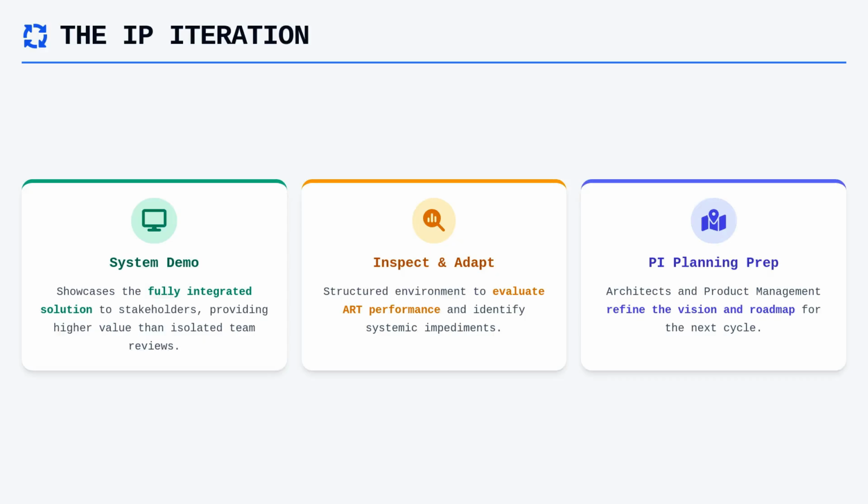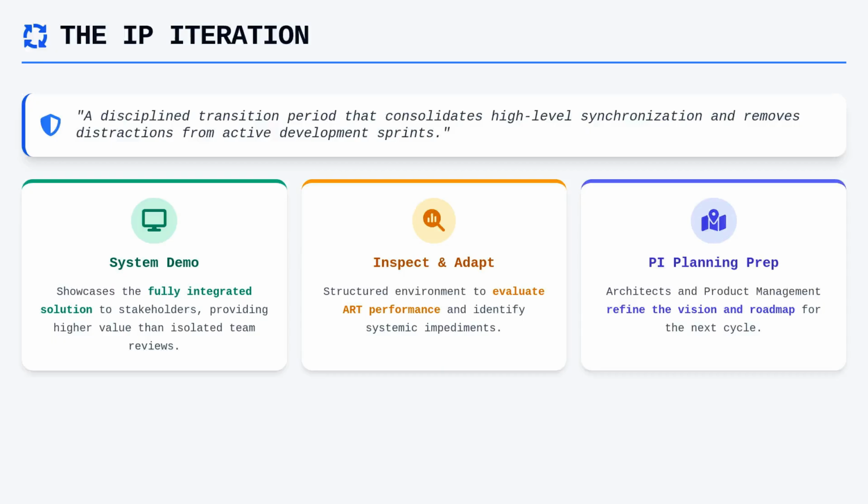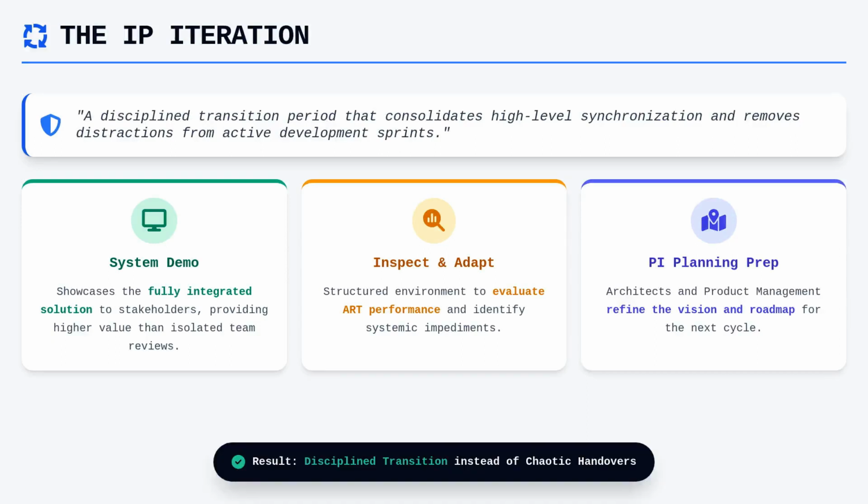The PI planning preparation that occurs during this window is equally crucial, as it allows architects and product management to refine the vision and roadmap for the next cycle. By consolidating these high-level synchronization activities into one iteration, we remove the distraction from the active development sprints. This cadence ensures that the transition between program increments is disciplined rather than chaotic.